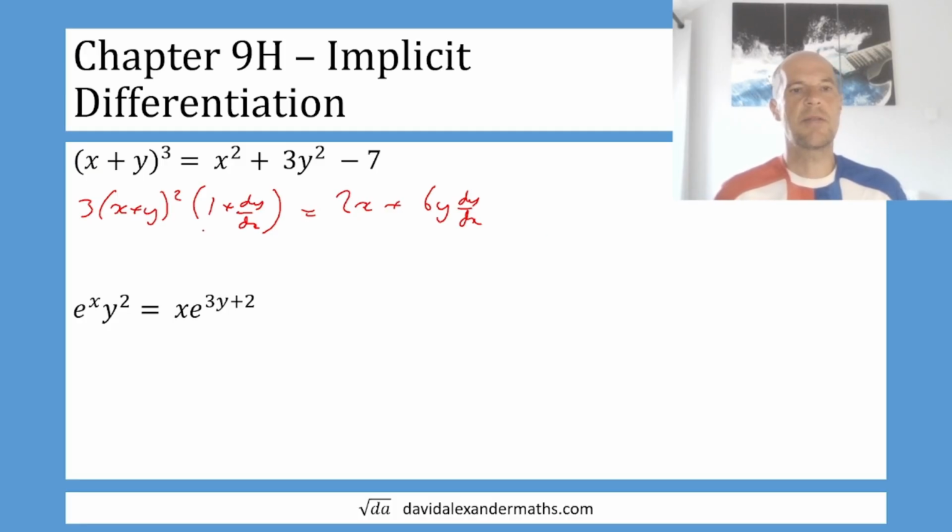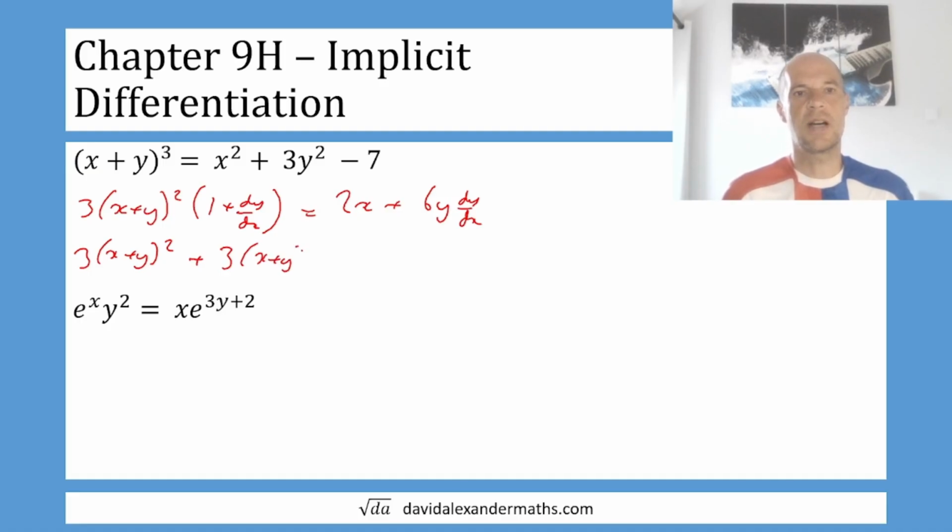So what I'm going to do now is I'm going to expand the left-hand side. So I'm going to do 3 lots of x plus y squared times by 1. So that's 3 lots of x plus y squared. And 3 lots of x plus y squared multiplied by plus dy by dx. That's just going to be plus 3x plus y squared dy by dx. And that equals 2x plus 6y dy by dx.